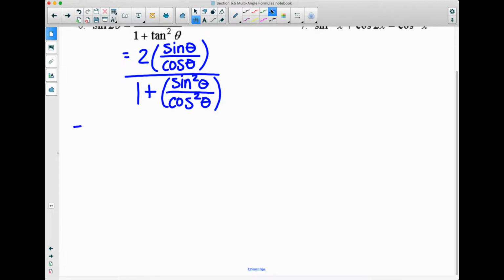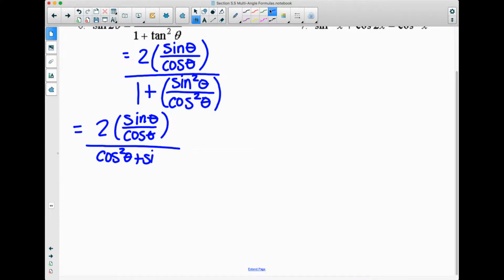All right, so if I change it to cosine squared, so cosine squared plus sine squared all over cosine squared. All right, so I got a common denominator. But then cosine squared plus sine squared is what? 1. 1.